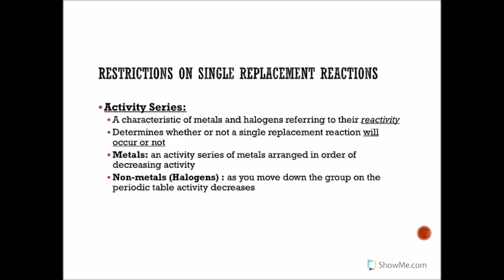And for nonmetals or halogens, as you move down the group on the periodic table, the activity decreases. So fluorine would be the most reactive at the top, and as you go down, the activity decreases.